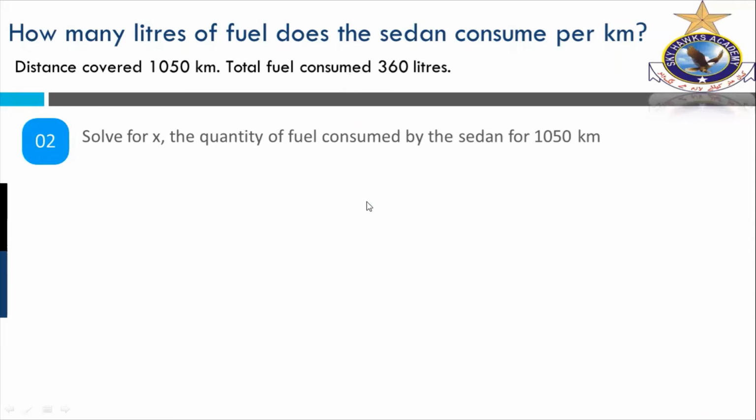So let's see. The sedan consumes x liters of fuel. The next one is: the SUV consumes 14 over 10 x liters of fuel. So it's more than that.